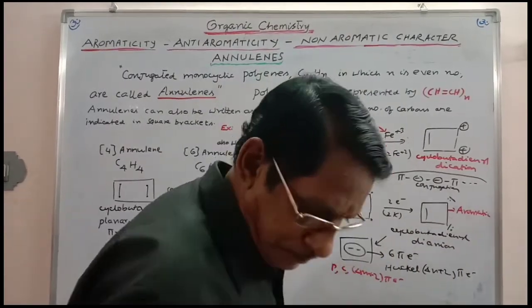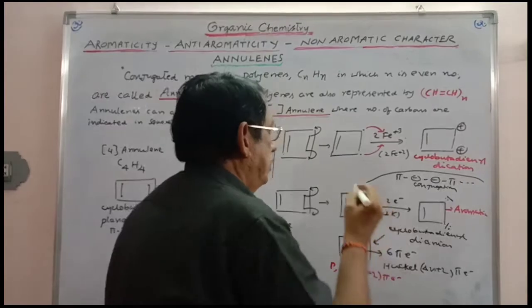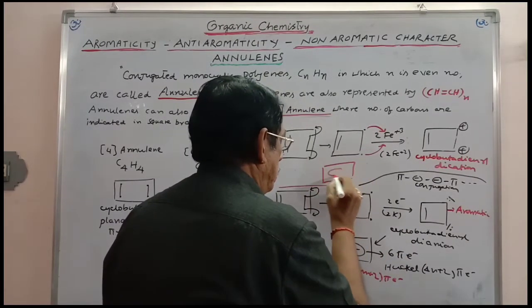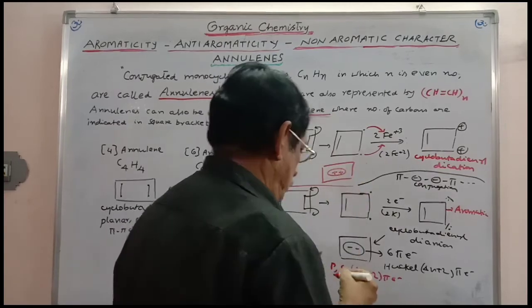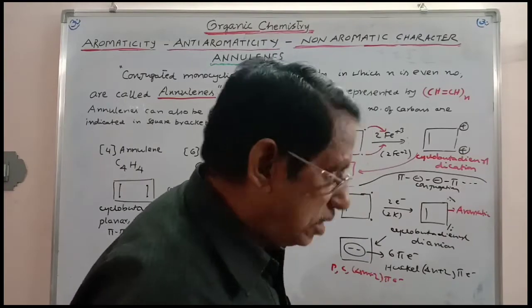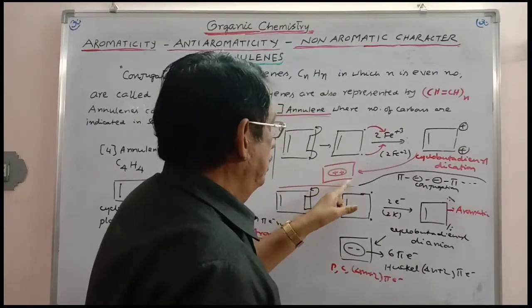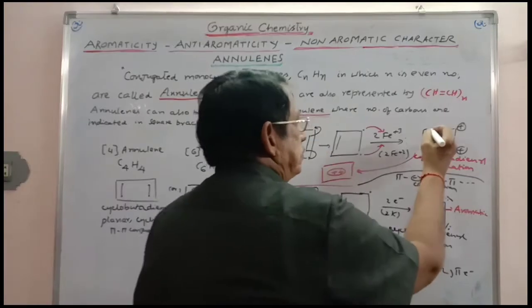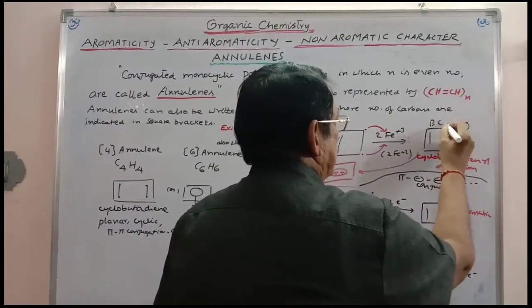What is it? In another manner, dipositive. This can also be represented like this, and this is called cyclobutadienyl dication. And it is planar, no doubt. It is cyclic, no doubt.